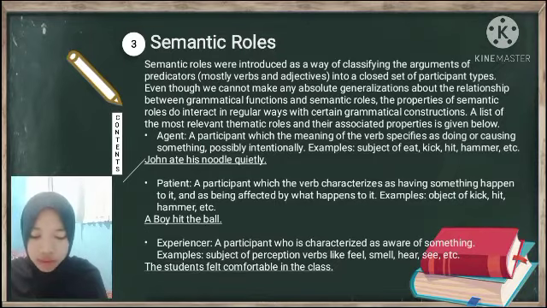And the third one is experiencer. Experiencer is a participant who is characterized as aware of something. Examples: subject of perception verbs like feel, smell, hear, see, and etc. The example sentence is: The student felt comfortable in the class.